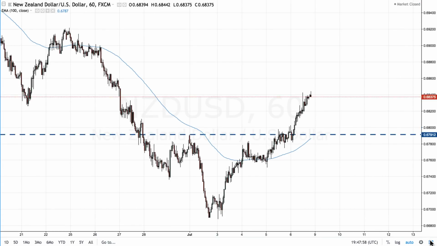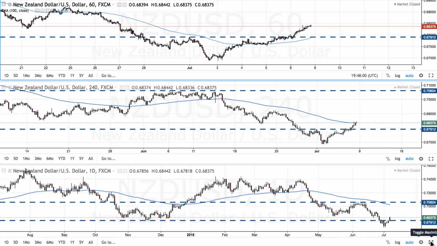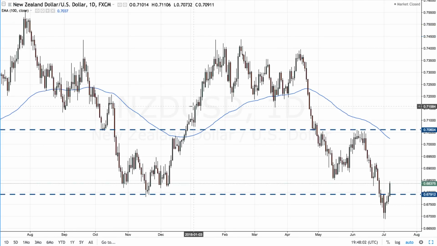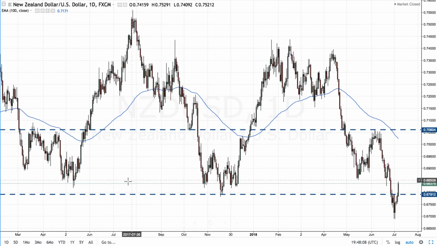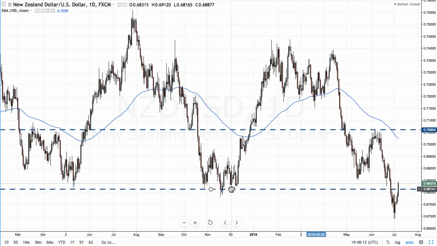Looking at the New Zealand dollar, starting again from the daily chart, one thing I want you to take note of here, and I really love these trades, is where you have a big level of support. If we move the horizontal line up just a little bit, we can see that it was support in the past as well. So we've got a huge level of support here.